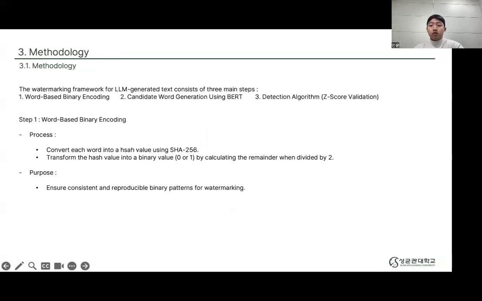Our methodology comprises three key components which collectively ensure a robust watermarking process. First step is word-based binary encoding. Each word in the text is converted into a binary value using the SHA-256 hash function. This deterministic process ensures consistent and reproducible patterns, forming the basis for traceable watermarking.